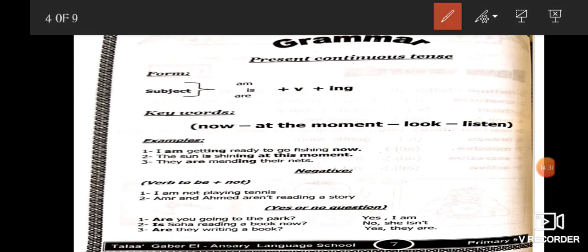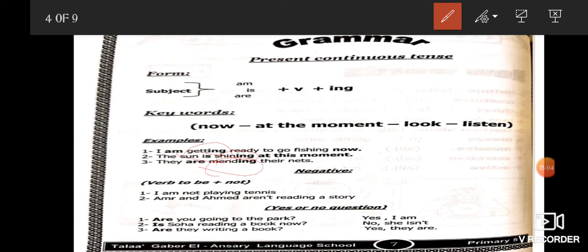Here, listen to me at the first example. I am making, circle around the getting. The second example, shining, circle around shining. The third example, mending, circle around mending. Here we have, my dear students, three endings for verb ing.